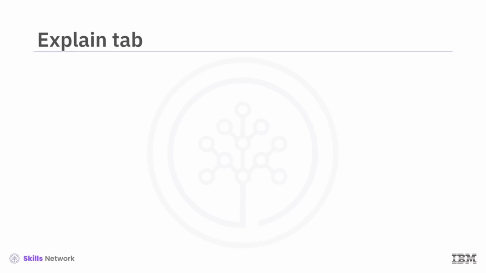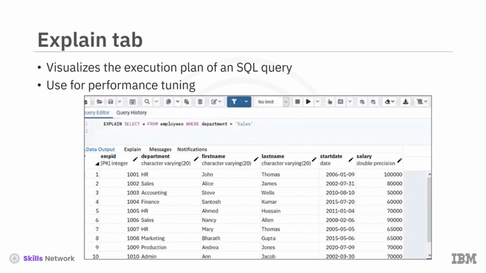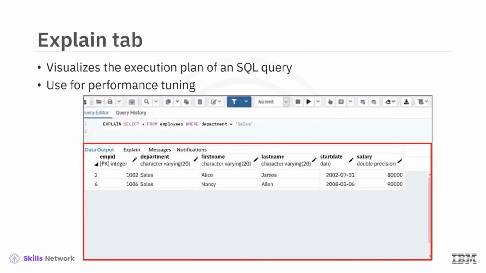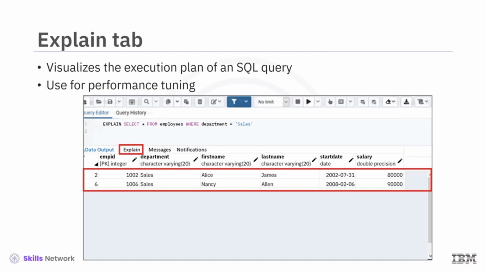The Explain tab shows the execution plan of an SQL query and is helpful for performance tuning to identify potential inefficiencies. Explain tab example. Query: EXPLAIN SELECT * FROM employees WHERE department = 'sales'. Output: The output in the Explain tab might show a sequential scan on the employees table, indicating that PostgreSQL will scan each row to find those where the department is sales.